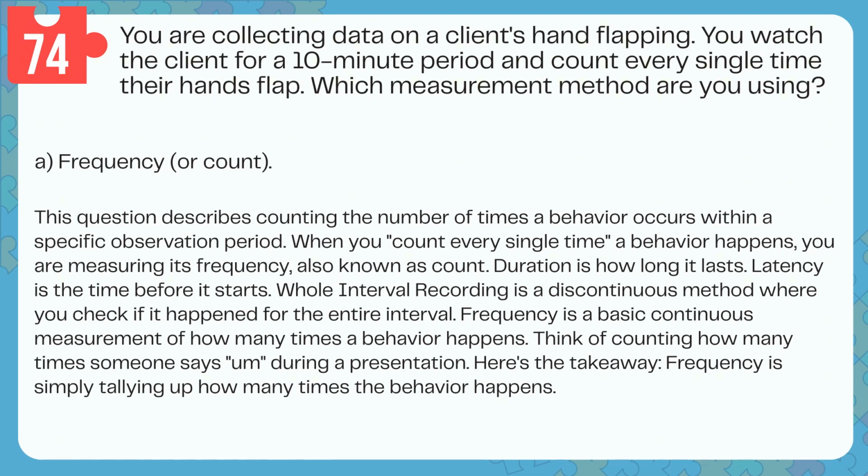This question describes counting the number of times a behavior occurs within a specific observation period. When you count every single time a behavior happens, you are measuring its frequency, also known as count. Duration is how long it lasts. Latency is the time before it starts. Whole interval recording is a discontinuous method where you check if it happened for the entire interval. Frequency is a basic continuous measurement of how many times a behavior happens. Think of counting how many times someone says "um" during a presentation. Here's the takeaway: frequency is simply tallying up how many times the behavior happens.